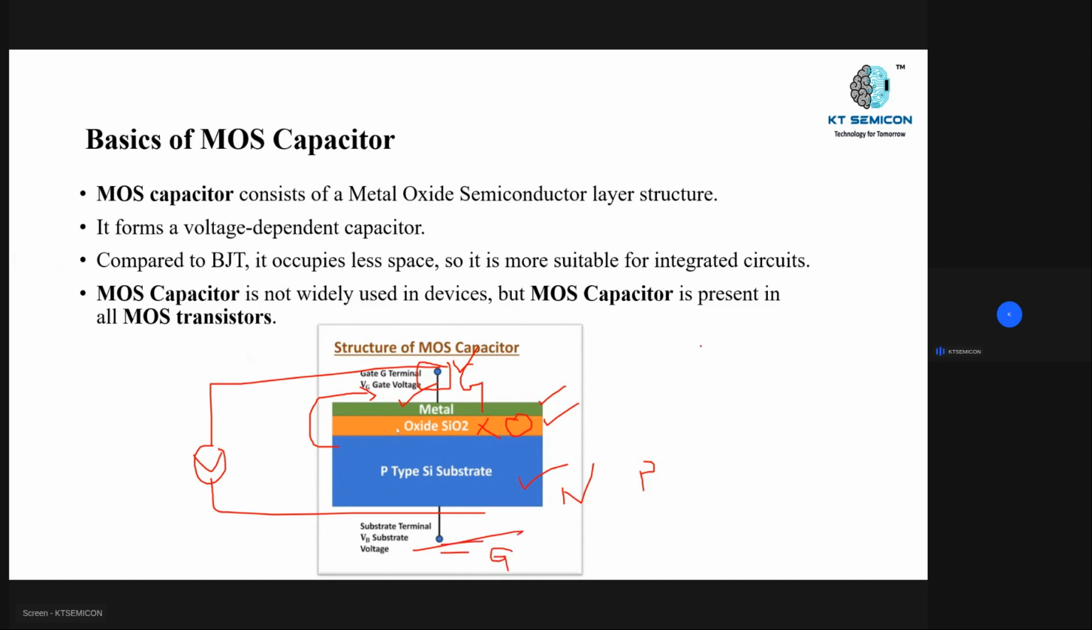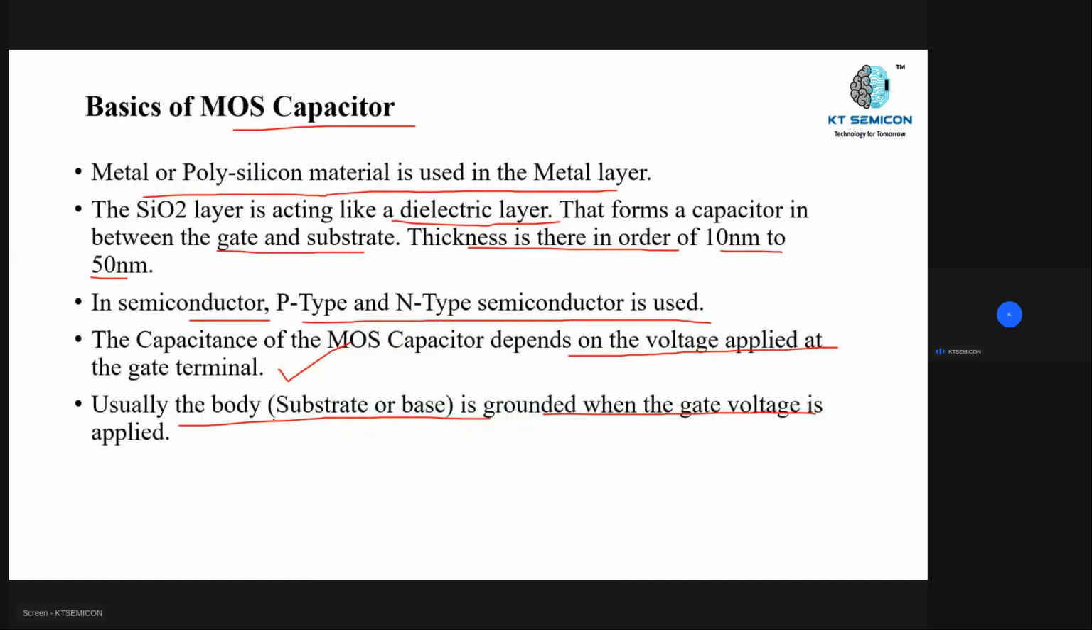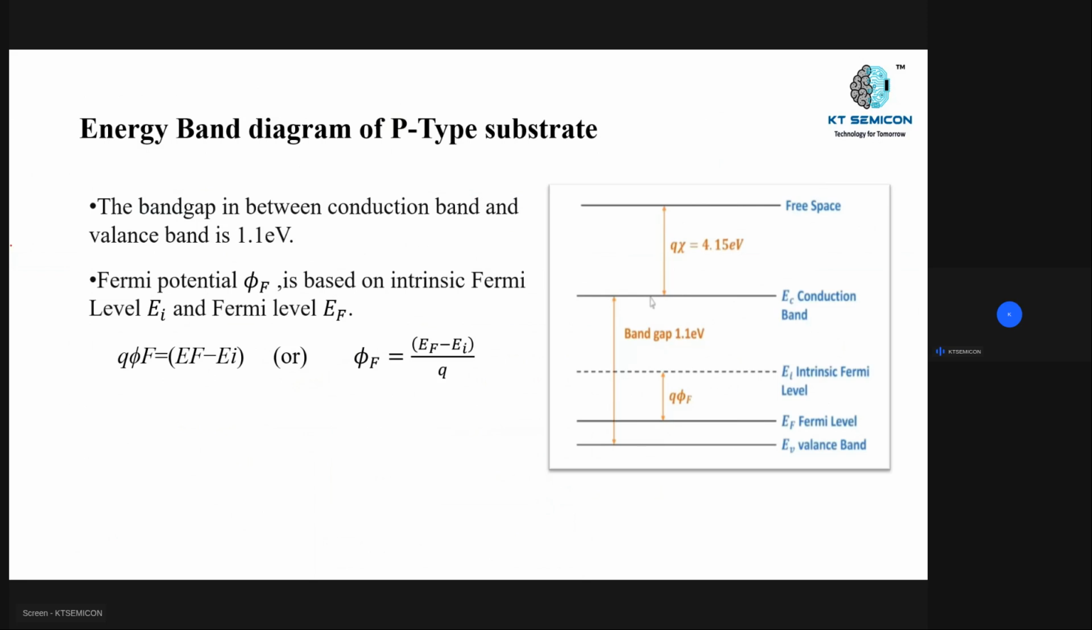For every electronic device, we connect one terminal to the voltage, which means VDD, and the other terminal to the ground, which means VSS, right? So this is what happens here. These are the basic points of the MOS capacitor. Clear? After that, we have the energy band diagrams of the p substrate.